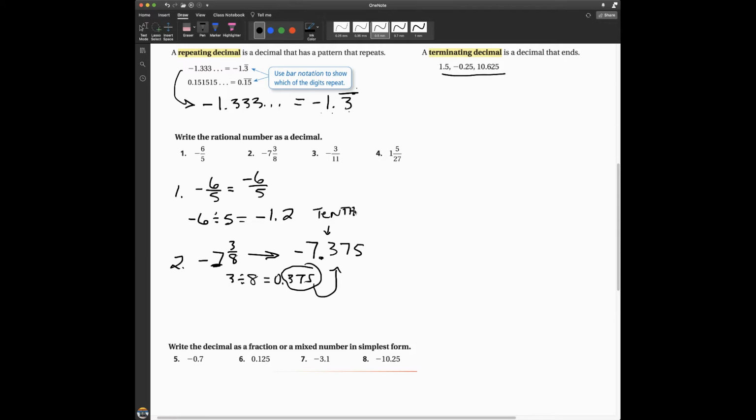You guys remember that, right? Your place value. This is the hundredths. I should actually try to spell it. This is the thousandths. So tenths, hundredths, thousandths.